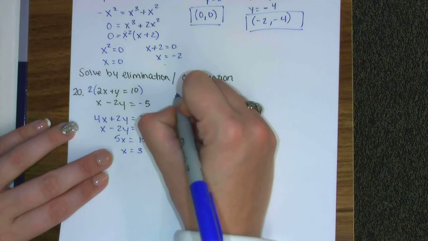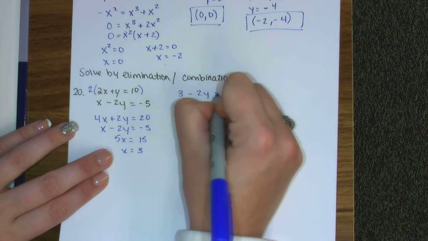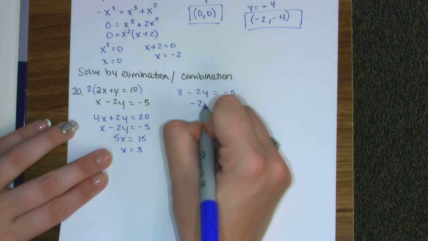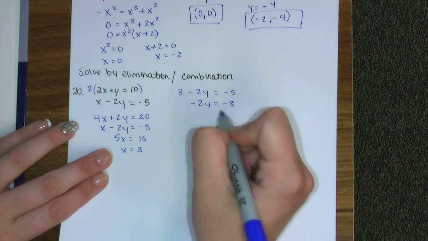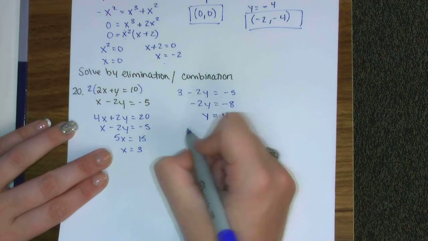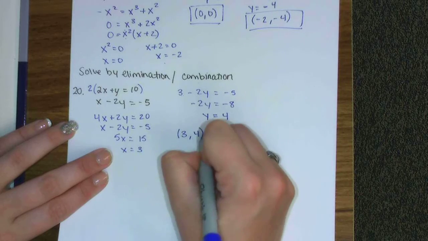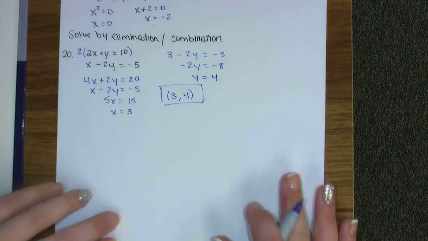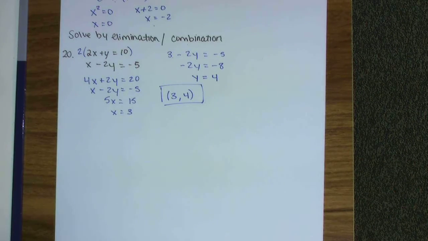So 3 minus 2y is equal to negative 5. So subtract the 3. Negative 2y is equal to negative 8. Divided by negative 2, y is equal to 4, so then my answer is 3, 4 for that one. Okay, this one is probably my favorite type, honestly. I just like doing this simple algebra stuff here.